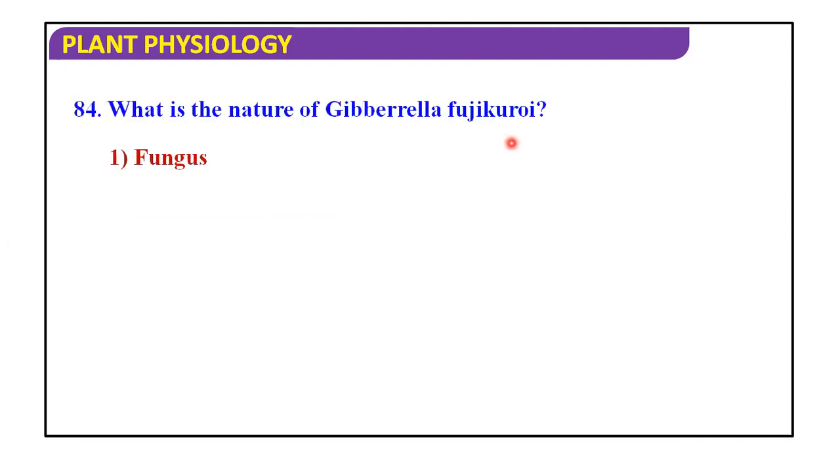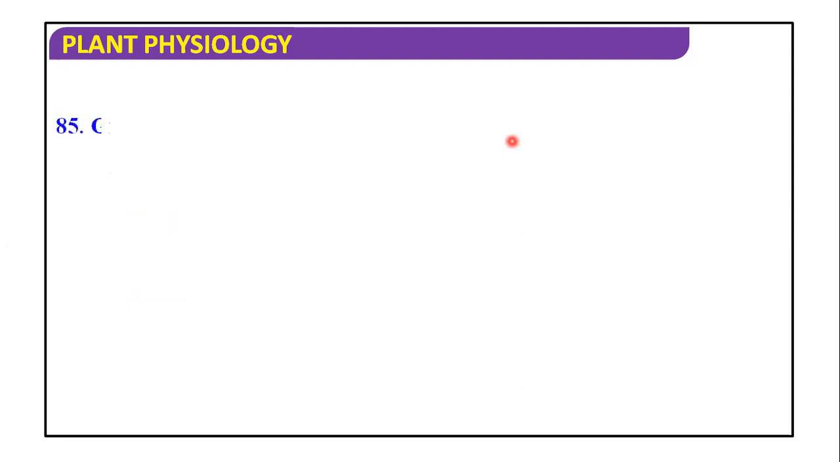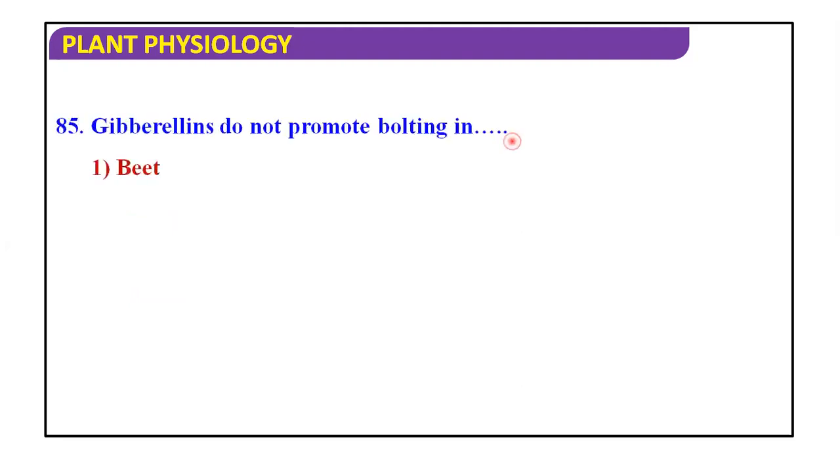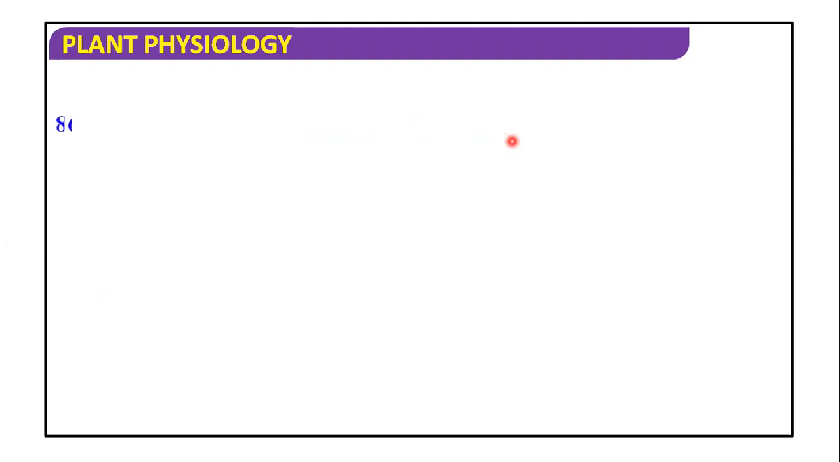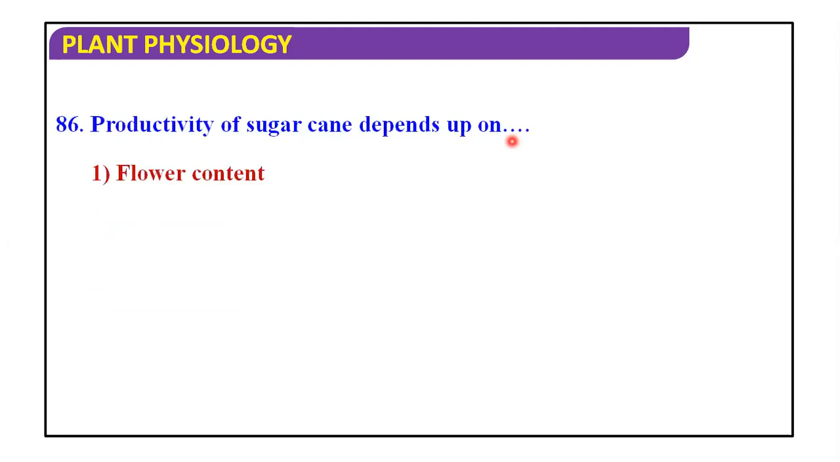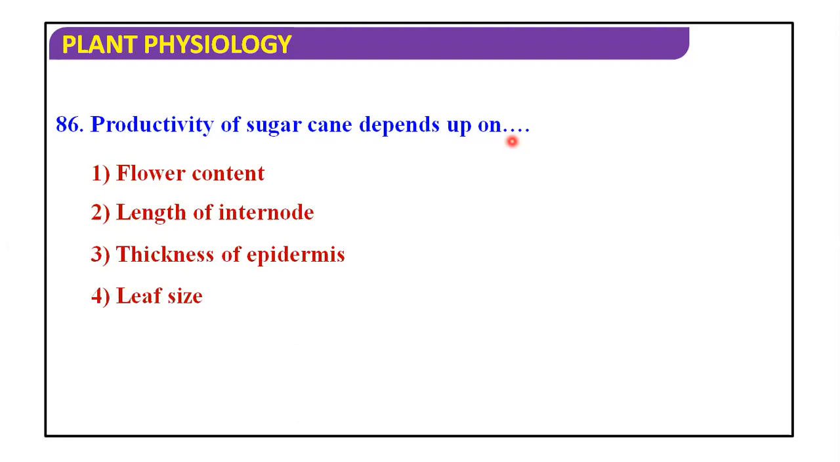What is the nature of Gibberella fujikuroi? Fungus, algae, bacteria, or virus. And the answer is fungus. Gibberellins do not promote bolting in wheat, sugarcane, cabbage, or all of the above. Answer is sugarcane. Productivity of sugarcane depends on flower content, length of internode, thickness of epidermis, or leaf size. Answer is length of internode.